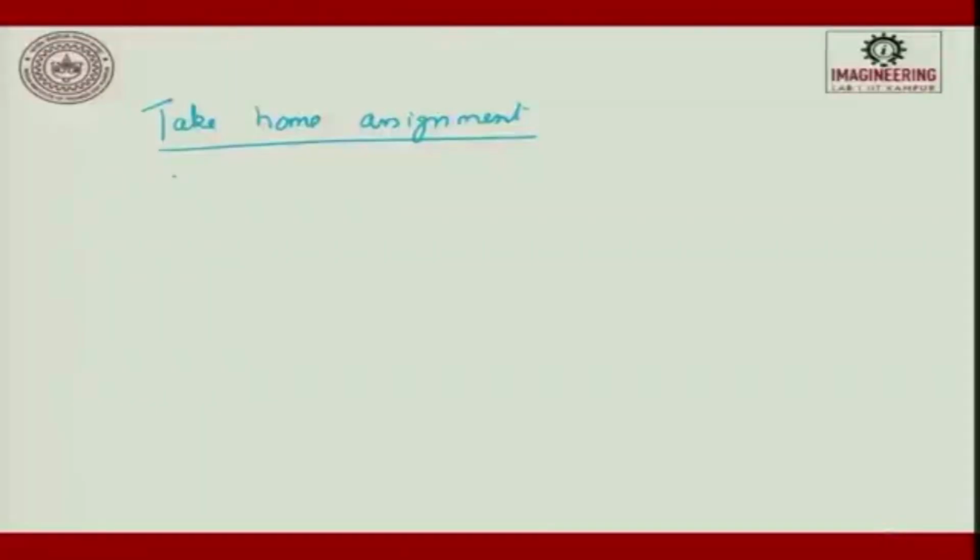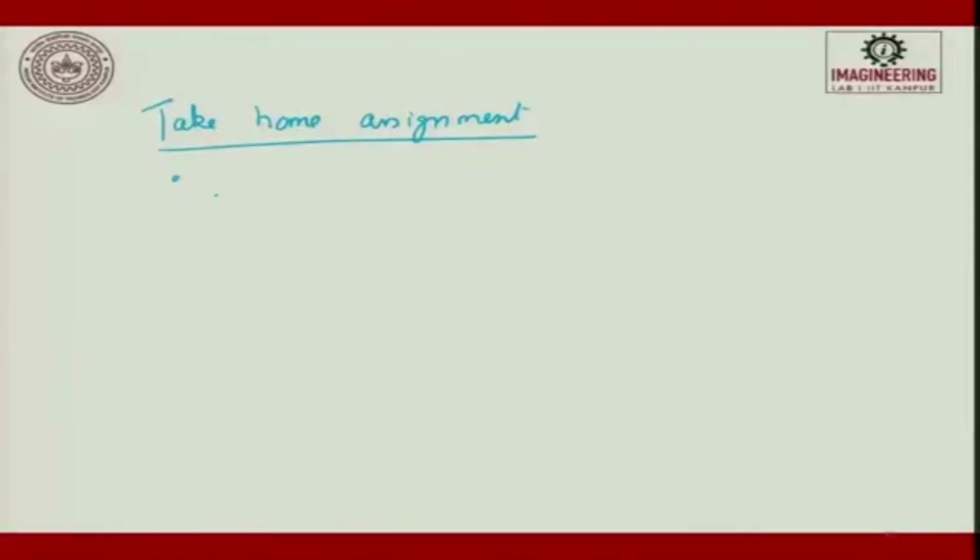Let us take a take-home assignment. And here, all the assignments that I give, you do not have to submit to me. These assignments are only used for your better understanding and appreciating CAD. Okay. Let us take the first thing, do it by yourself.